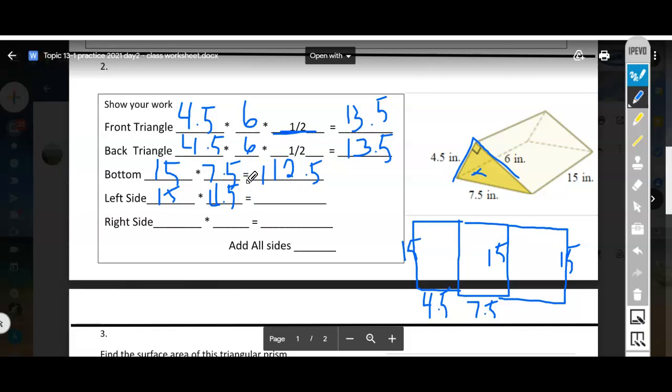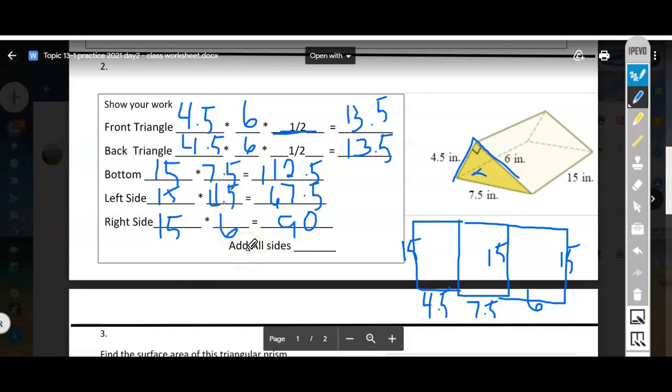67.5. All right, now the right side. What are the dimensions of the right side rectangle? That one's 6 by 15. Yep. So 15 times 6 is what? 90. Okay, so you see why I had to write all three of those down? Because all three of those rectangles were a little different.